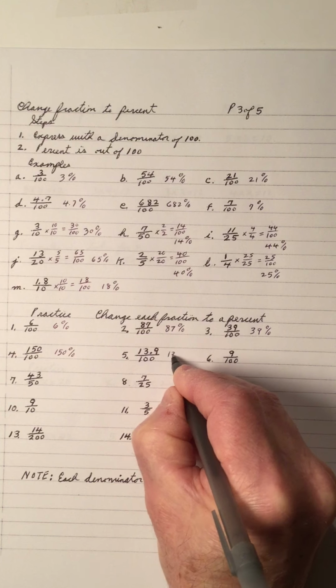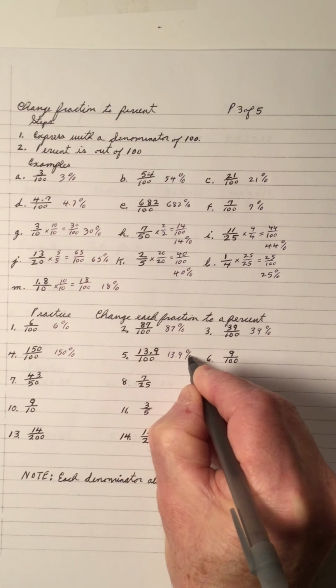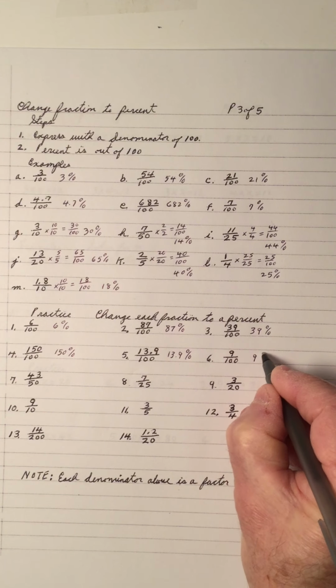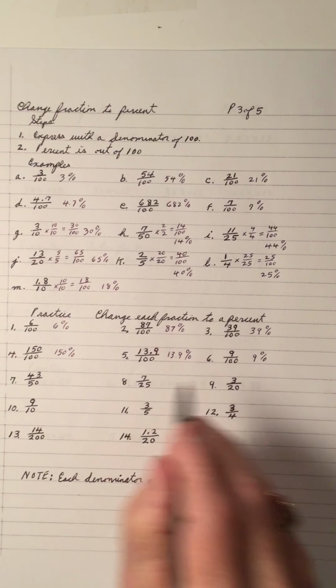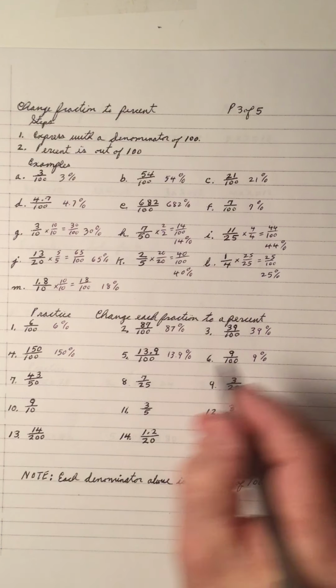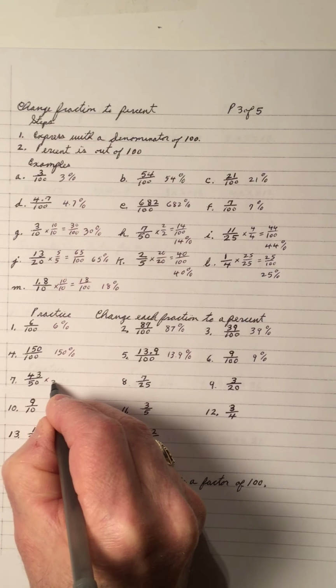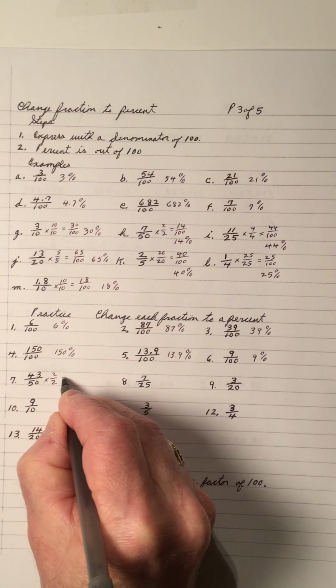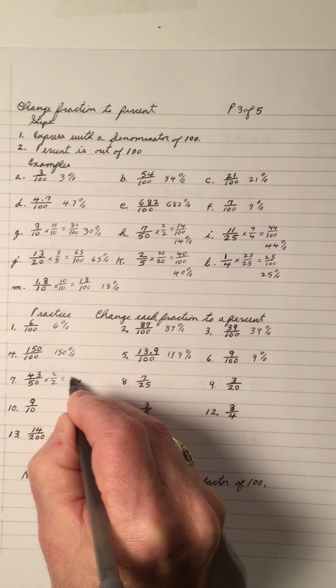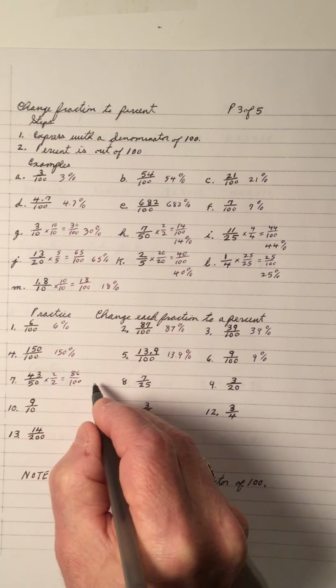13.9 of 100 is 13.9%. 9 out of 100, 9%. So note, out of 100, percent is on the top. Now we need a denominator of 100, so we multiply by 2. 100 on the bottom, 86 on the top.